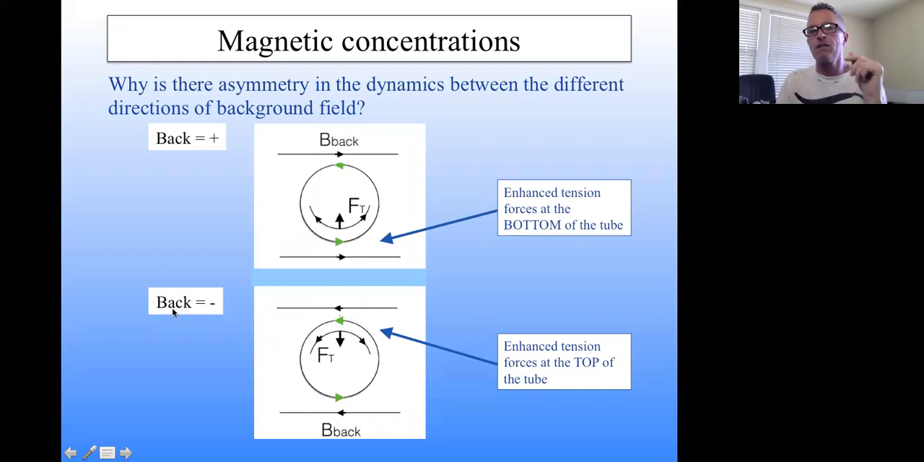And the other way around, when the background field is negative, then I'm enhancing the field at the top and decreasing the field at the bottom. So there's a net tension in the tube downwards. So obviously when the net tension is upwards, it's a force which aids the buoyancy. And when there's a net tension downwards, it's a force which counteracts buoyancy. So this is the way that we get different behavior between these two things, which is something I think we didn't expect, and probably most people wouldn't have expected.